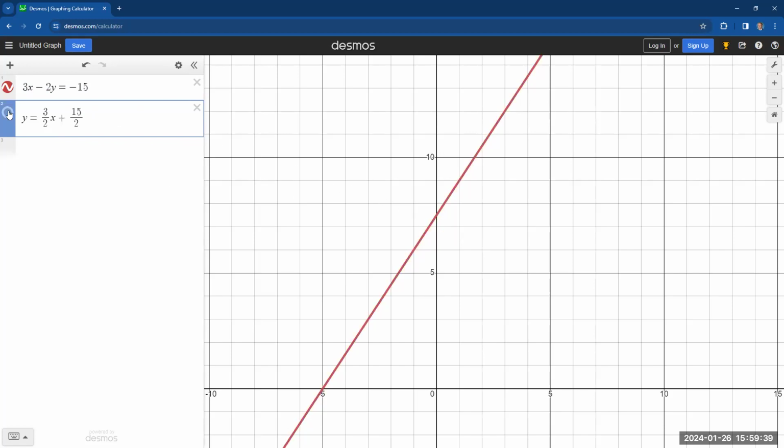As we toggle between both of these equations, we can see the graphs lie directly on top of each other, so they are equivalent. And they've got a y-intercept of 7.5, or 15/2. And we also see that we've got a slope of 3 over 2.